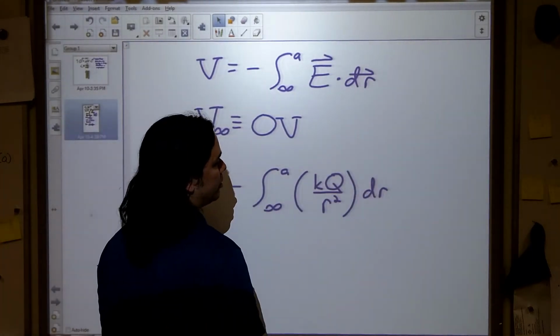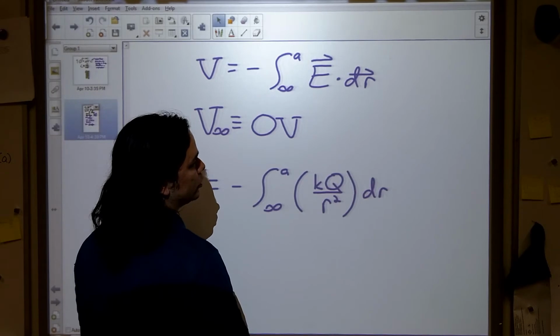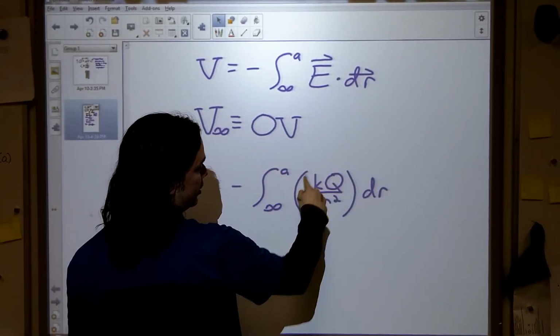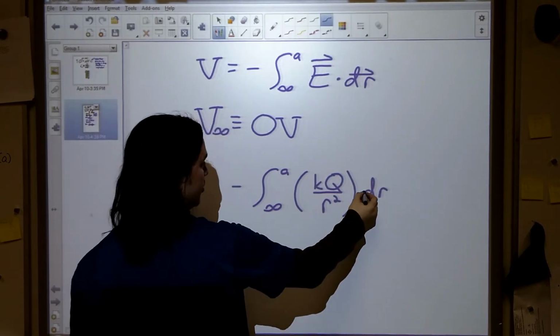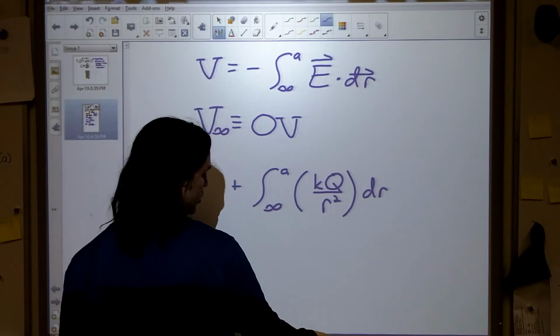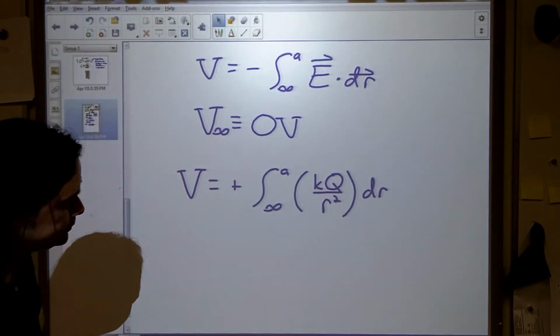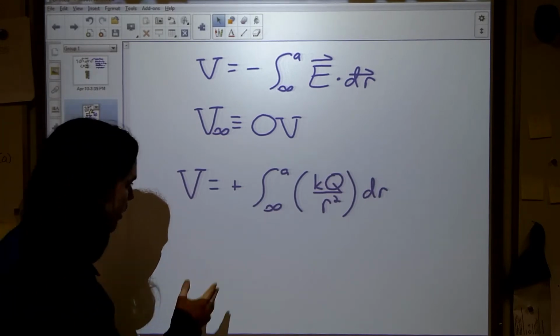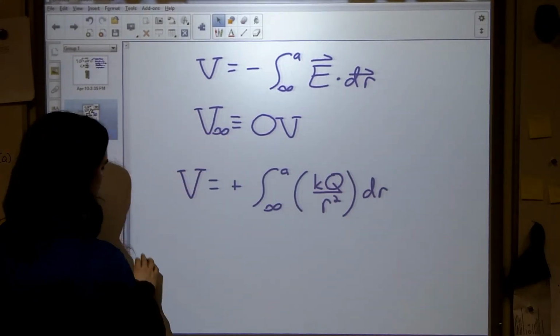When I evaluate my dot product, the direction that I'm integrating in is actually inward, but the field is pointed outward, so I end up with the dot product returning a negative, which is a second negative, which is going to cancel that out and make this positive. I think. Let's double check that. Anyway, for now, let's go ahead with that.